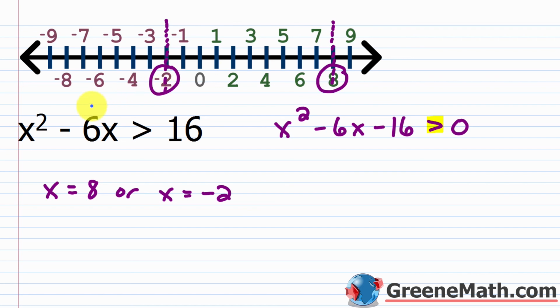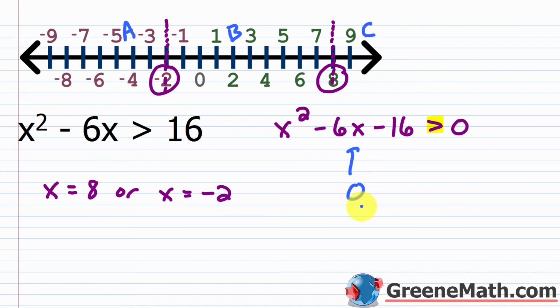So anything less than negative 2, or anything to the left of negative 2, let's call this interval A for reference sake. Anything between negative 2 and positive 8, let's call this interval B. And anything that's greater than 8, or anything to the right of 8, let's call that interval C. So 3 intervals on the number line. What we're going to do is test a value in each interval and see if it works in our inequality. And the reason this works is that, again, at 8 or negative 2, the left side here is going to be 0.